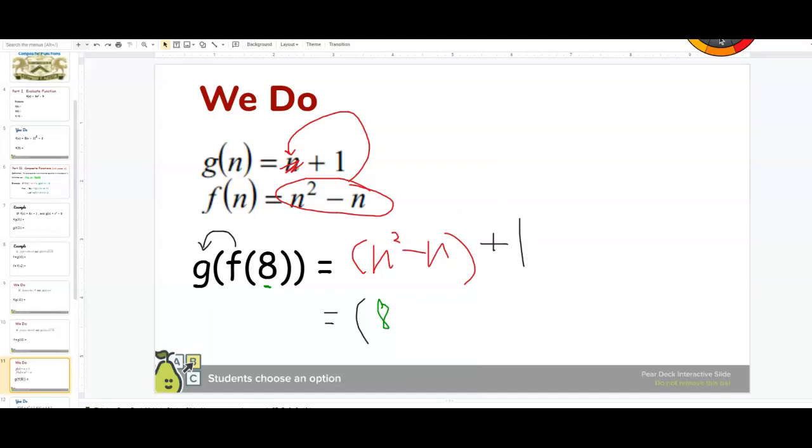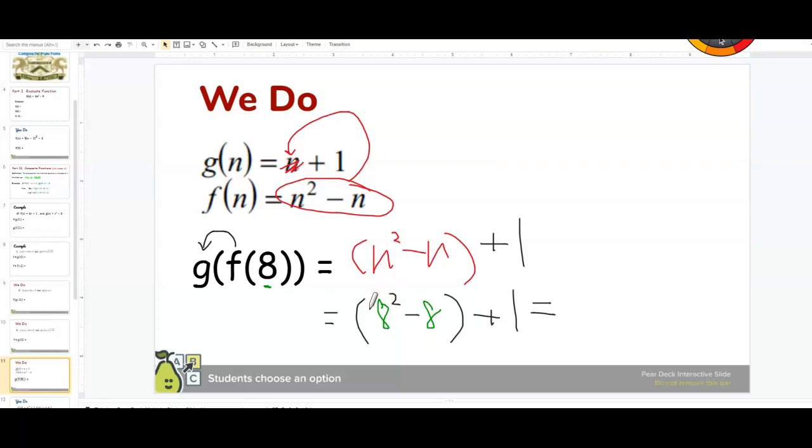Next is square. If it's a positive number, you don't have to give it parentheses, it doesn't matter. But if it's negative, you have to give it parentheses when you plug in the number. And next is minus sign. And next is n. So when we see n, we're going to replace it by the number 8. And close parenthesis plus 1.